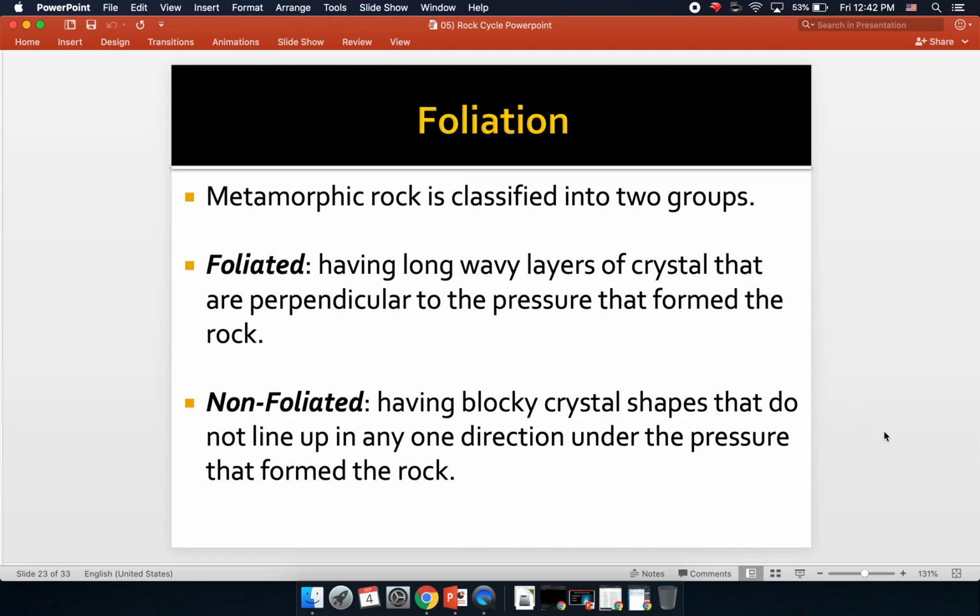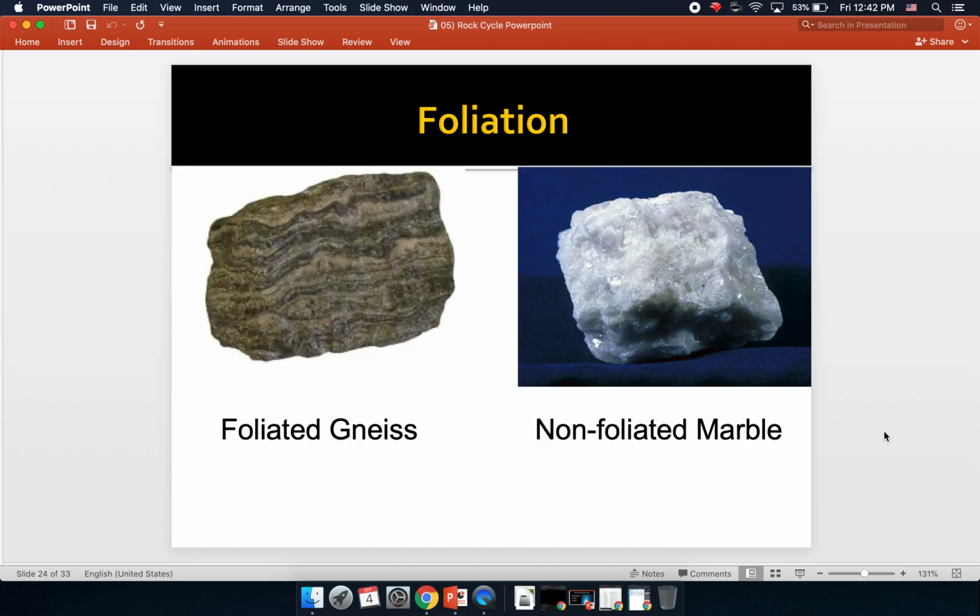All right. So non-foliated metamorphic rock is not going to have any layers like that. It's not going to have wavy or straight layers of crystal at all. You're going to have blocky crystal shapes instead. They don't line up in any particular direction. And here are two examples. We have foliated gneiss over here, and you can see that it has these wavy layers where like crystals have kind of found each other and created these different layers. And then you have non-foliated marble here, which doesn't follow any pattern whatsoever. There are no identifiable layers at all.